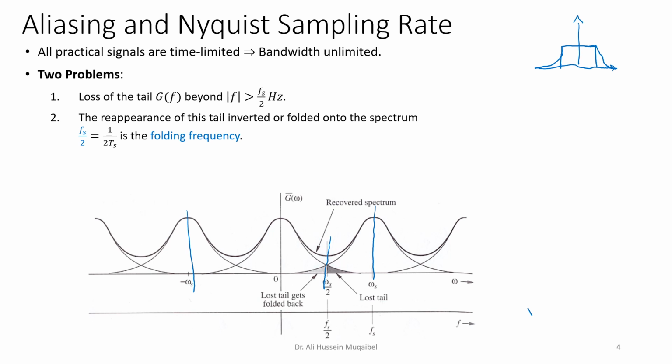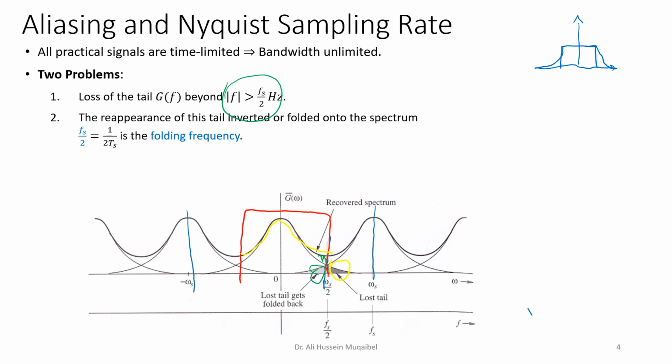In that case, two problems occur. If we use a low-pass filter, and this is our filter to pick the signal, we see that the recovered signal is this part. The first thing is that we have lost this tail. The second thing is that this component is now added up, and we get the wrong spectrum. So the first problem is loss of the tail, demonstrated with yellow, for frequencies above half the sampling frequency, the folding frequency.